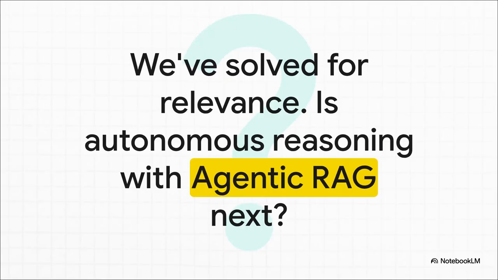Getting this two-stage retrieval pipeline right, that's really the gold standard for enterprise RAG today. But you know this field, it never stands still. Now that we have a reliable way to find what's relevant, the next big frontier is building agents that can autonomously reason over that information to solve even more complex, multi-step problems. But that's probably a story for another time.